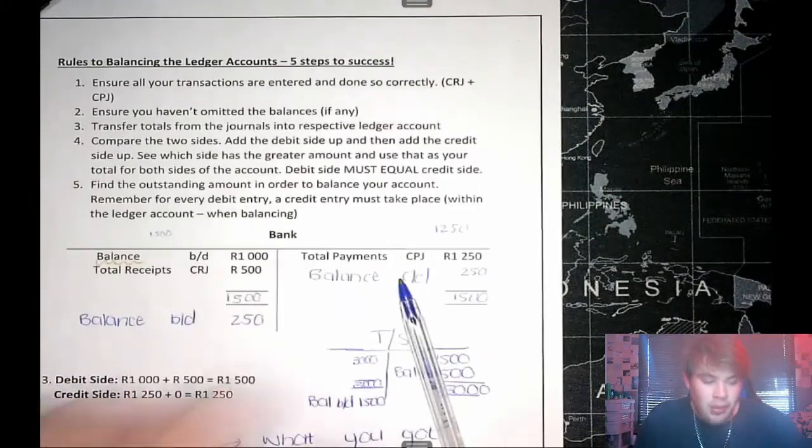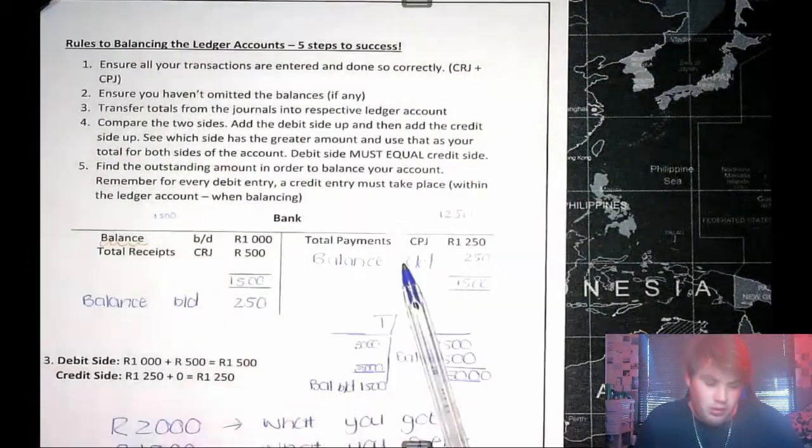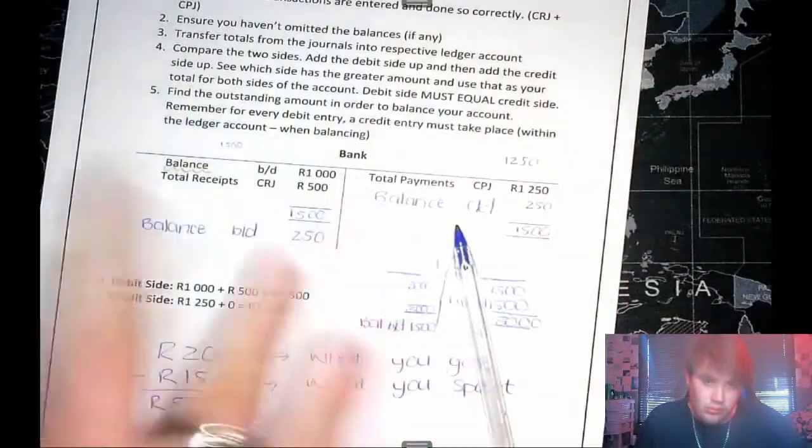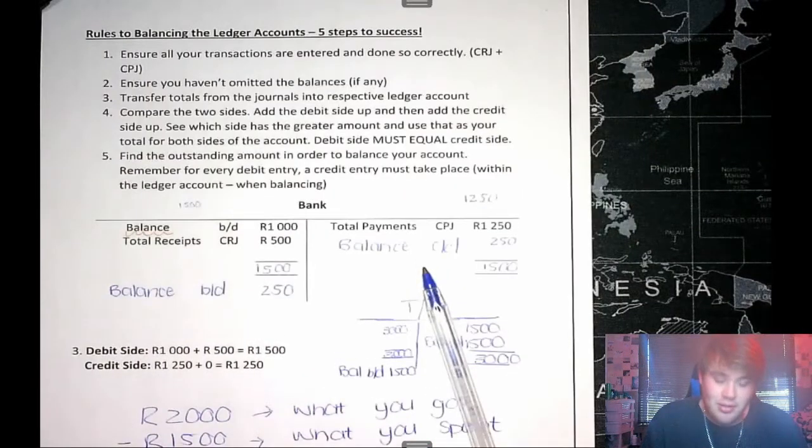I will post all of this. I will submit a link as well, so that you can have access to these specific notes, not with all this writing on, but the final bank account, etc., which I hope will make it easier for you to understand how to balance the account. And always remember the 5 steps to success in balancing an account.